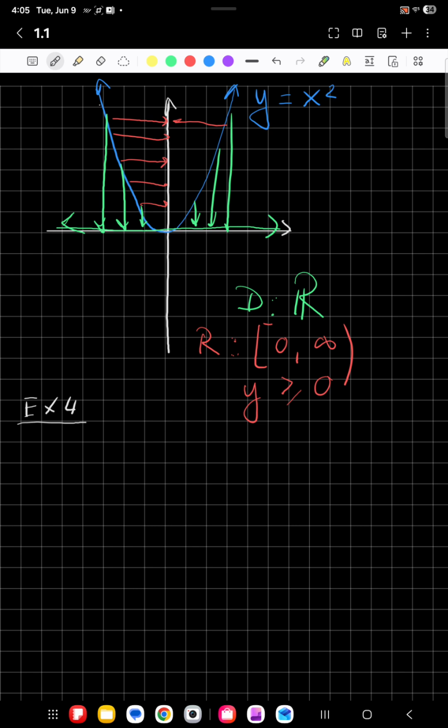How about, I'm not going to write this whole thing, I'm just going to write the function. So f of x equals square root of x.